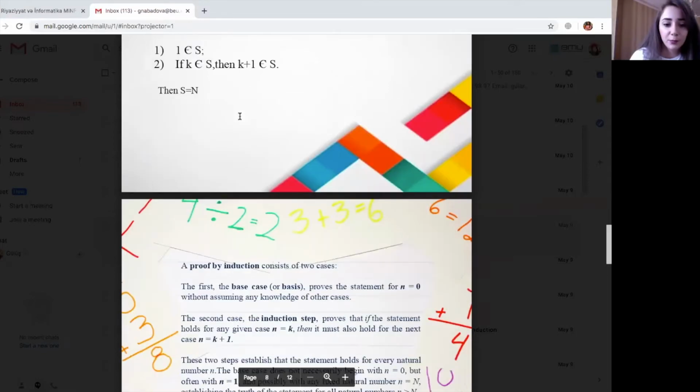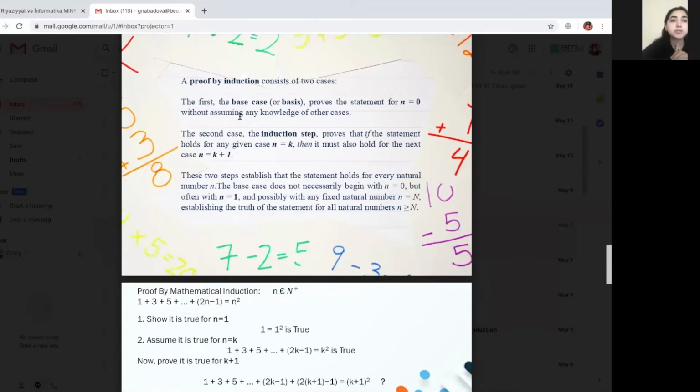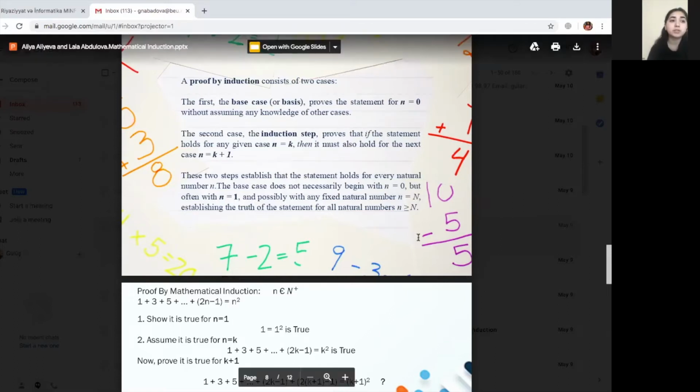And here is the proof. A proof by induction consists of two cases. The first, the base case, proves the statement for n equals 0 without assuming any knowledge of other cases. The second case, the induction step, proves that if the statement holds for any given case n equals k, then it must also hold for the next case n equals k plus 1. These two steps establish that the statement holds for every natural number n.